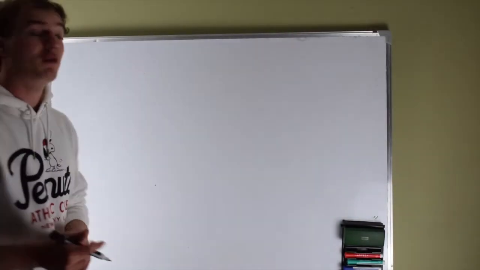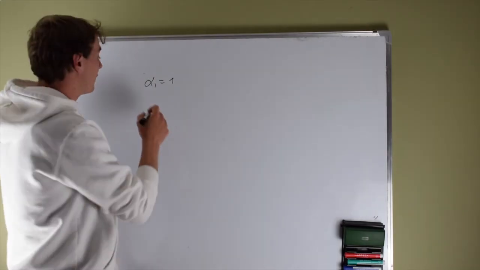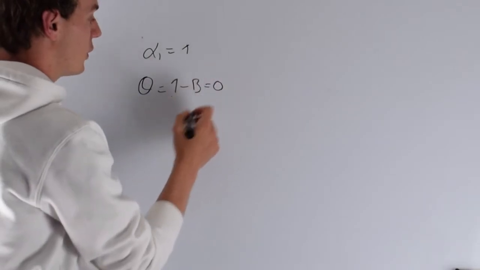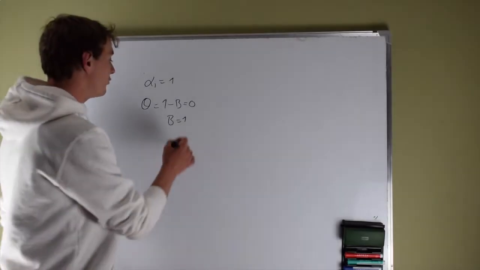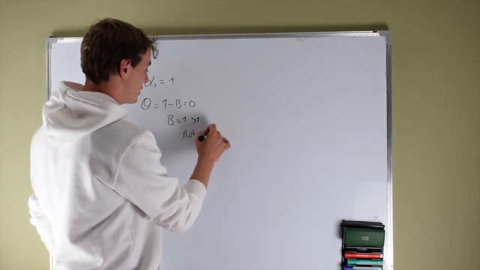Now, let's take the random walk for the first example. We're going to let alpha_1 equal 1. Therefore, the characteristic equation is 1 minus B. Setting this equal to 0, we get that B equals 1. Now, the value of B needs to be greater than 1 for it to be stationary. So therefore, this is clearly not stationary.